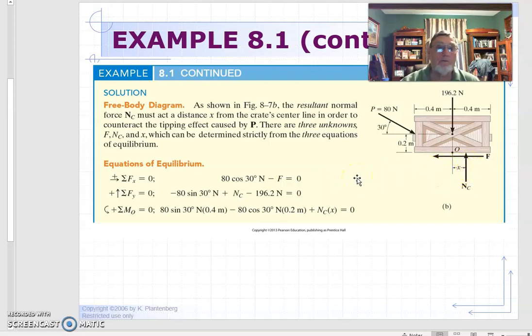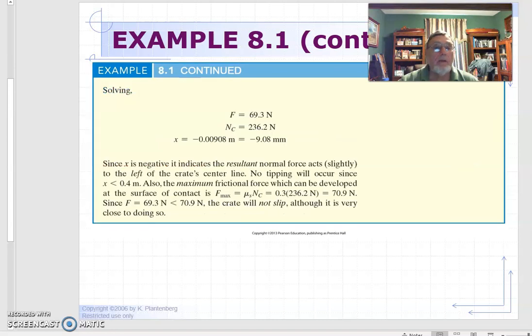Now here he also takes the moments about, if we know P, which we do, then that's two equations, and that's really all we need. But we could talk about whether or not it's going to tip. In that case, if it was going to tip, then we take the moments about usually the corner. So he solves for the static friction, which is 69.3. He solves for the normal force.